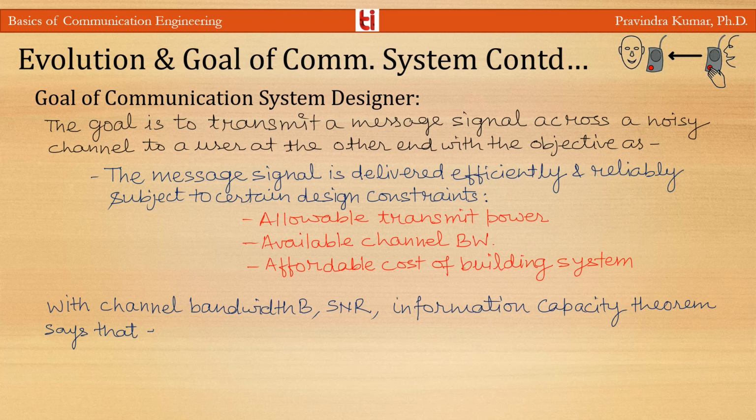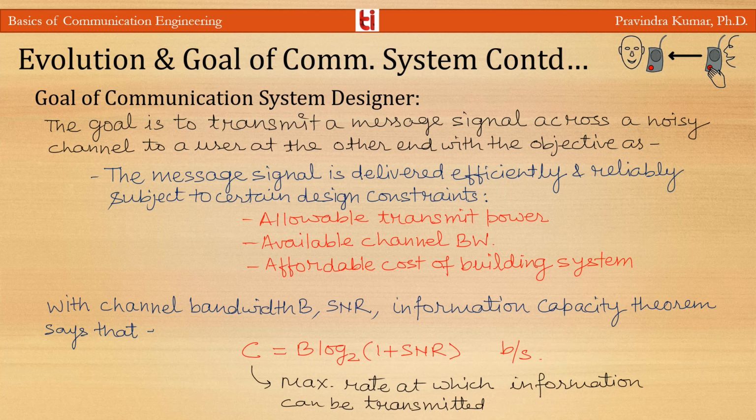Let B be the channel bandwidth and SNR be the signal to noise ratio. Then from the information capacity theorem, Shannon's information capacity is C equals B log to the base 2 of (1 plus SNR) bits per second, and this C is defined as the maximum rate at which information can be transmitted across the channel without error, measured in bits per second. This theorem provides a bound on what rate of data transmission is theoretically attainable for a prescribed value of channel bandwidth B and received SNR.